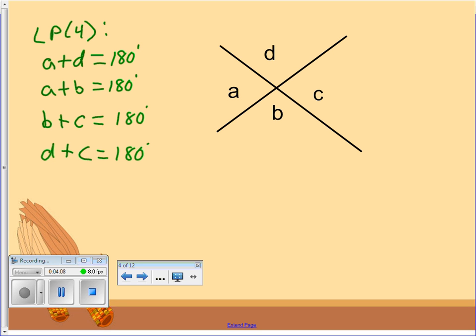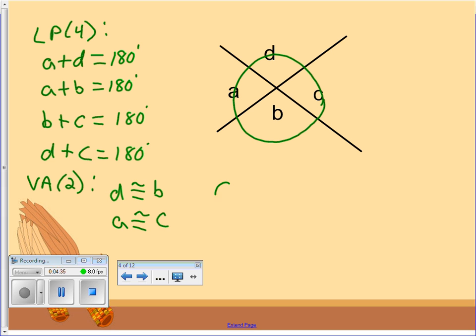I have 2 that are vertical. So you have vertical angles. You have 2, and they are going to be congruent. So you're going to have D is congruent to B, and you're also going to have A is congruent to C. The last one is we have all the angles create a circle. So we have one circle, which is going to give us the sum of all the angles, which is going to be A plus B plus C plus D equals 360 degrees.